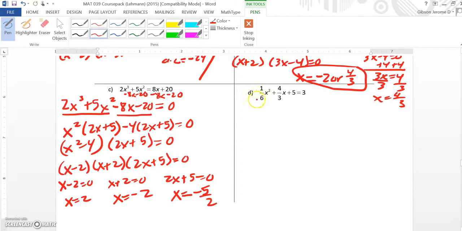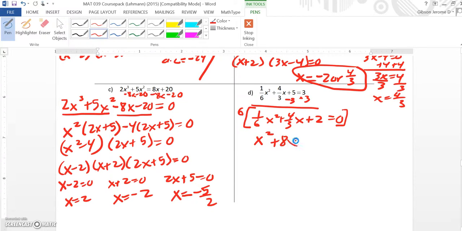Now we come here to D. The first thing I probably would do with D is go ahead and subtract 3 on both sides. So we have 1/6 x squared plus 4/3 x plus 2 equals 0. Now we want to get rid of these denominators. We can multiply everything by the common denominator, which would be 6. 6 times 1/6 x squared will give us x squared. 6 times 4/3 x will give us a positive 8x. And 6 times 2 is 12.